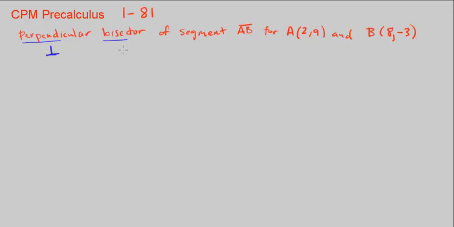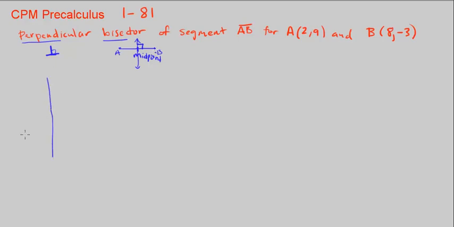Bisector of a segment means if our segment is AB like this, we find the midpoint, right? And that means it bisects or intersects AB at the midpoint. So we're looking for the perpendicular bisector, so we want the line that intersects or bisects at the midpoint of AB. Okay, so let's do this.